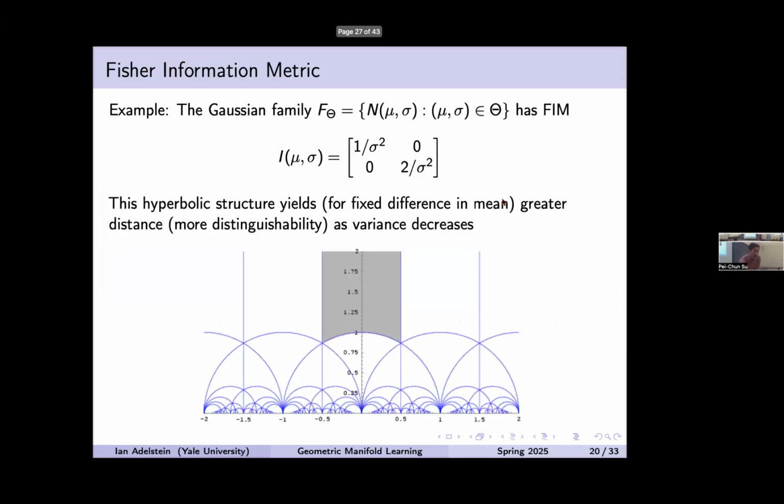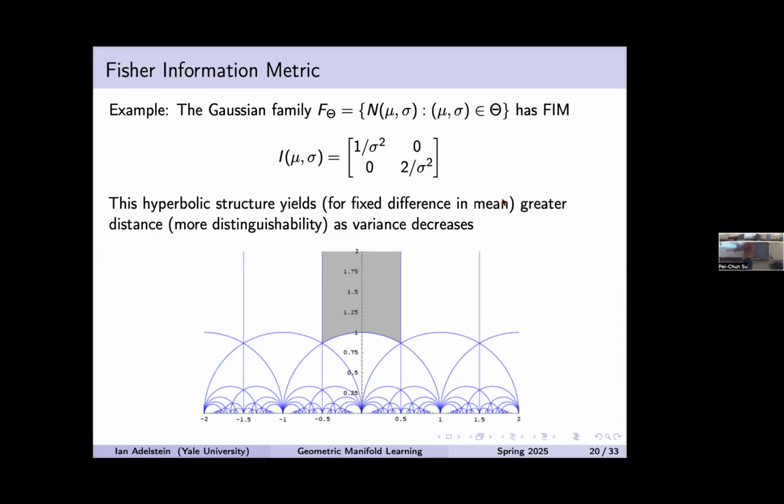I really love this example. So we're going back to the Gaussian family. And again, remember I said that the parameter space looks like the upper half plane. But now what I've done for you is I've computed the Fisher information metric. So this is the Fisher information metric on the family of Gaussians. And you see it looks hyperbolic in sigma. And here's a picture of hyperbolic space I got from the internet. But really what this means is, let me fix two means. So let's say mean negative 1/2 and mean positive 1/2.